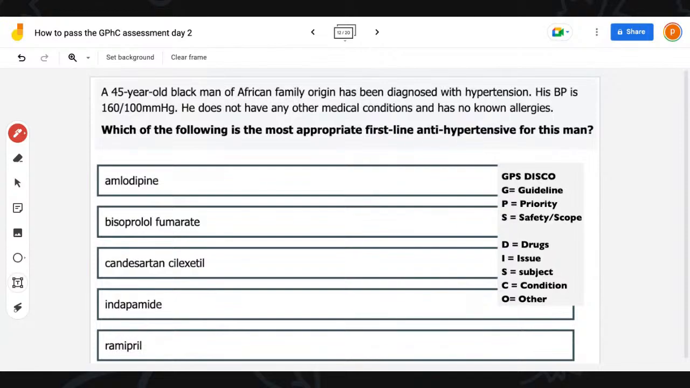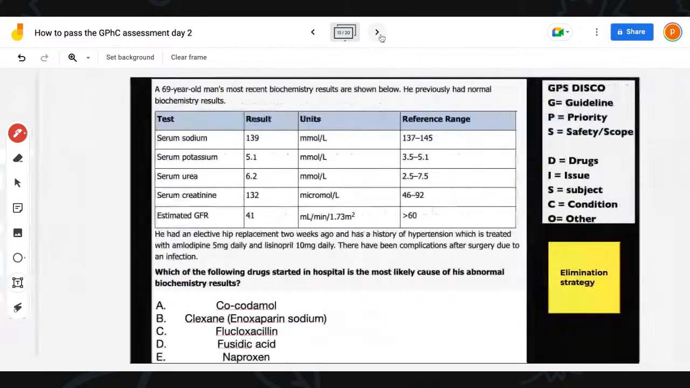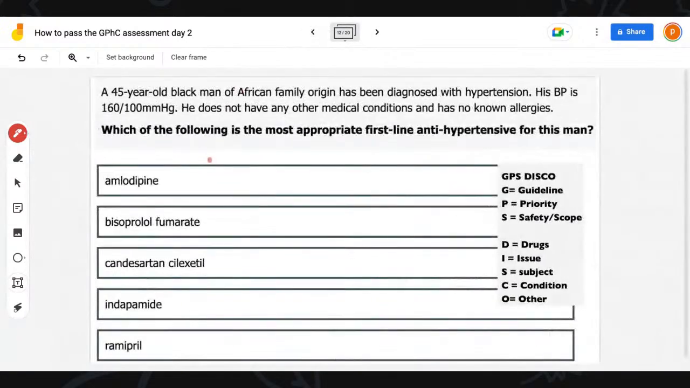Please don't stress. It's not as bad as you think it's going to be. And by the end of the 7 days, you're going to be fine. Okay, so let's go to the next one. The answer definitely is "I'm not the pin" because Black African, so it's calcium channel blocker first. This sort of question will be the best for you.